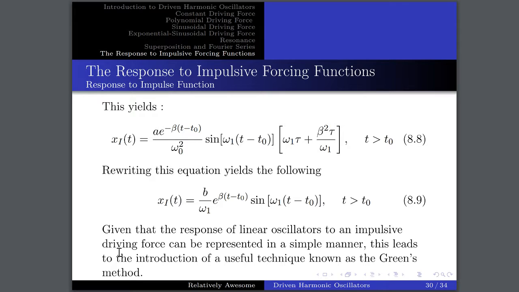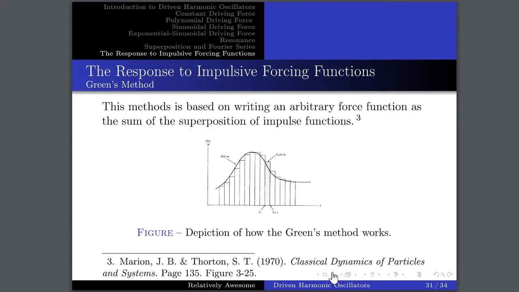this leads to an introduction of a useful technique known as Green's method. This method is based on writing the arbitrary force function as a sum of the superposition of the impulse functions. And this is the depiction of how Green's method works. We can approximate this line by the sum of many impulse functions.